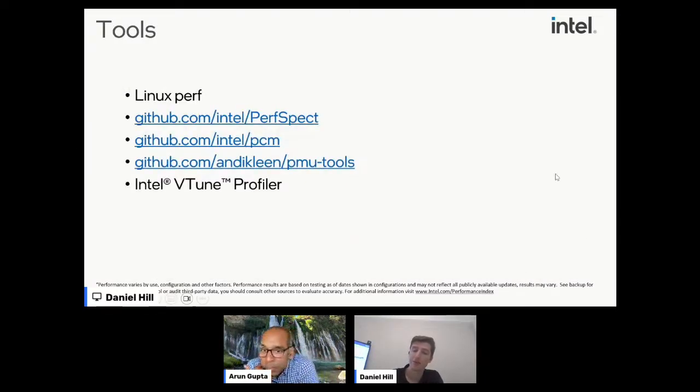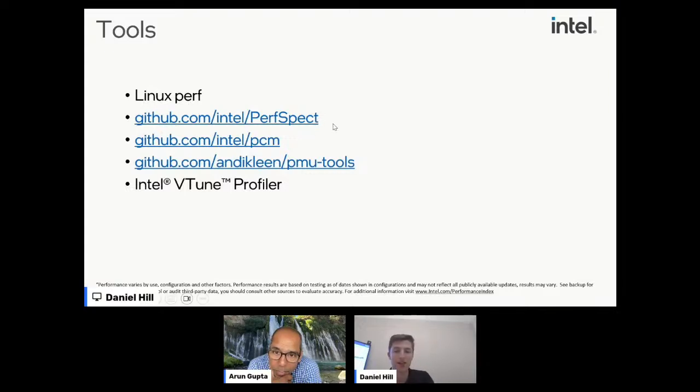Yeah. So I'm going to go through a handful of the tools. There are more tools, and I don't want to hurt any feelings by not naming every tool. So I'm just going to say there are a lot of tools. Linux Perf is probably the easiest one. Everybody's heard of Linux Perf, and it can count PMUs.